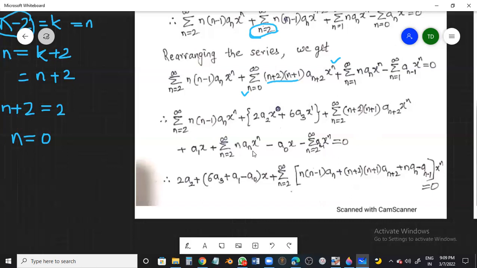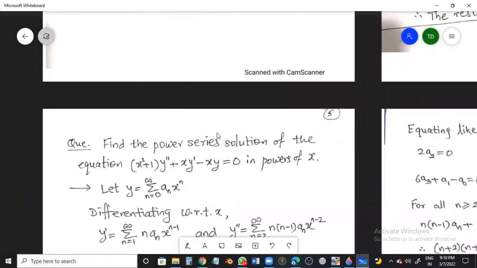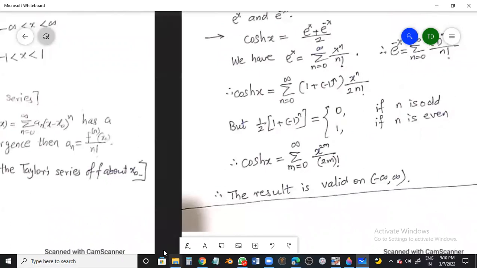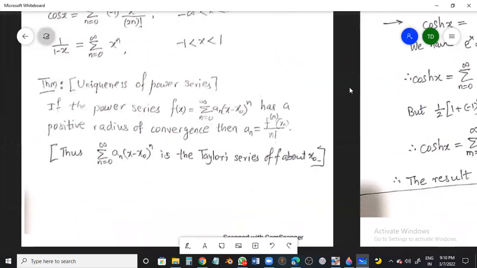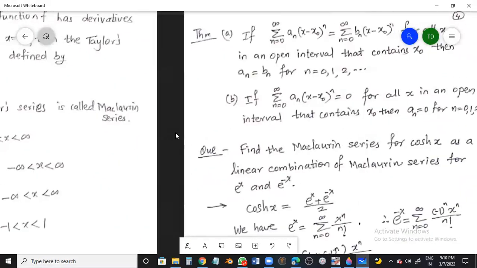This is a_n, and this is a_{n-1} times x raised to n, is equal to 0. And just now we have seen the theorem: whenever such a thing comes out to 0, every coefficient is 0. We have just stated the theorem. I would like to take you back over here. I think, yes, it is here.